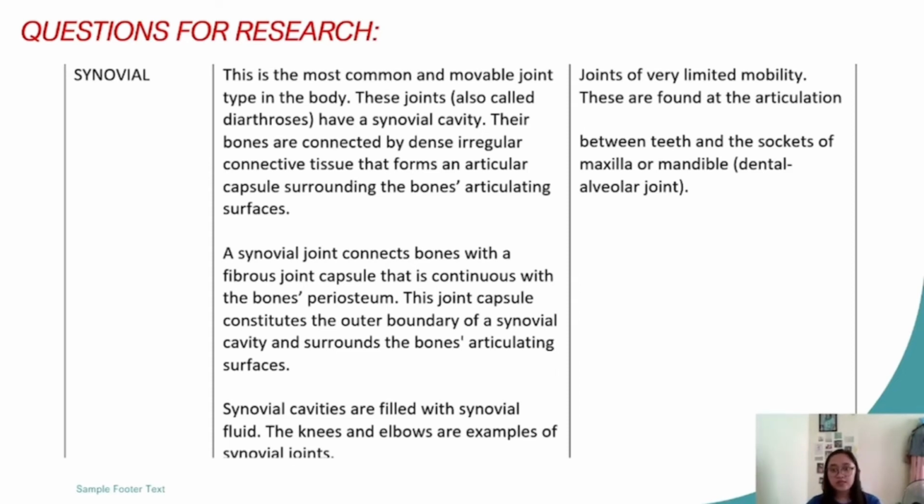Their bones are connected by dense irregular connective tissue that forms an articular capsule surrounding the bone's articulating surfaces. A synovial joint connects bone with the fibrous joint capsule that is continuous with the bone's periosteum. This joint capsule constitutes the outer boundary of a synovial cavity and surrounds the bone's articulating surfaces. Synovial cavities are filled with synovial fluid. The knees and elbows are examples of synovial joints.